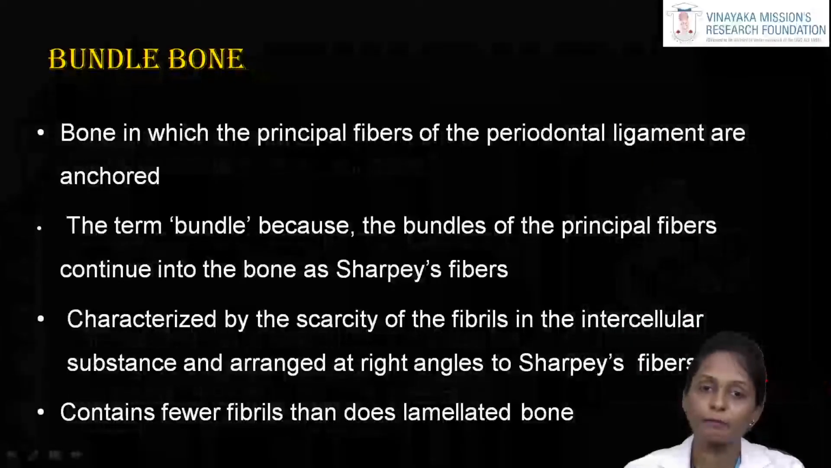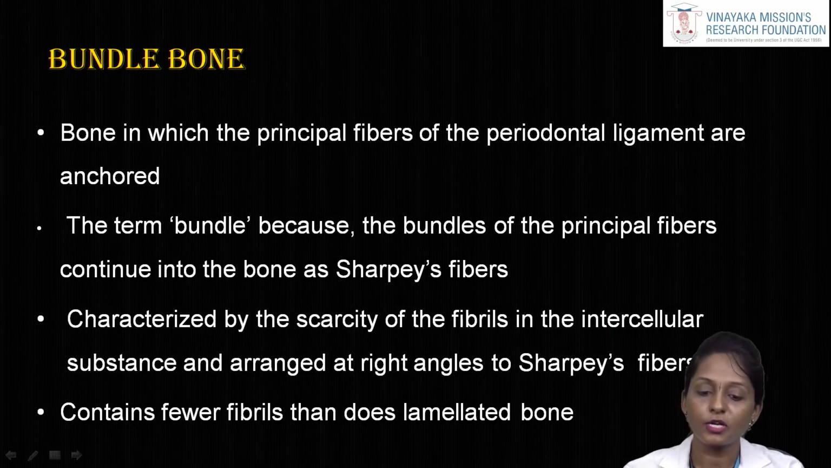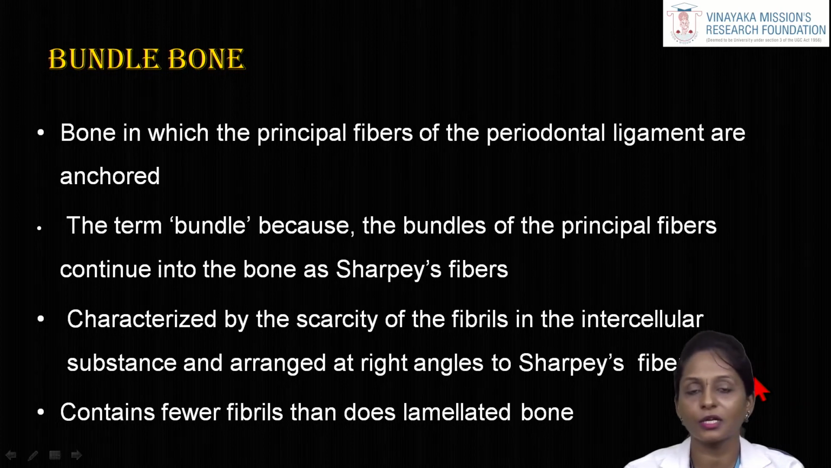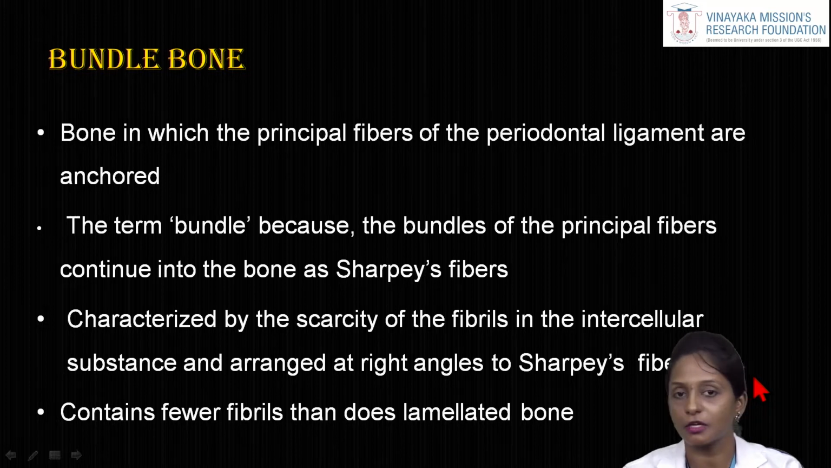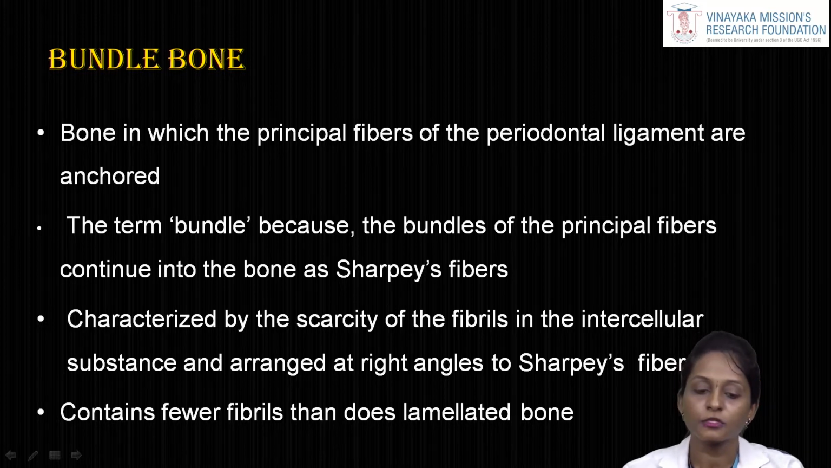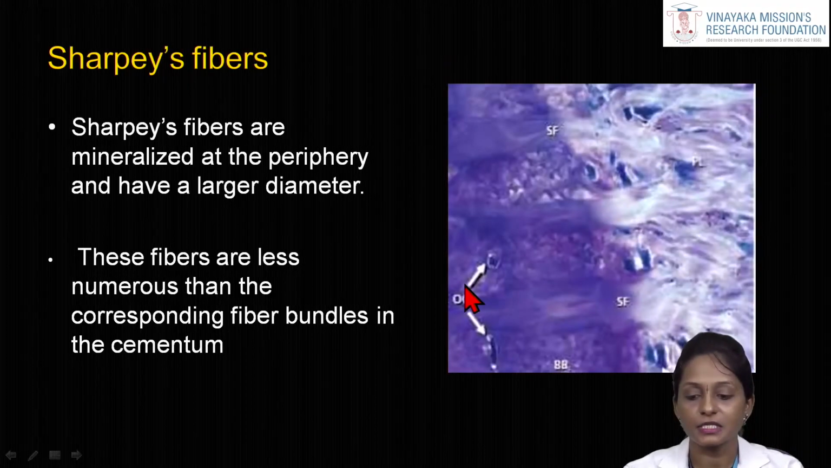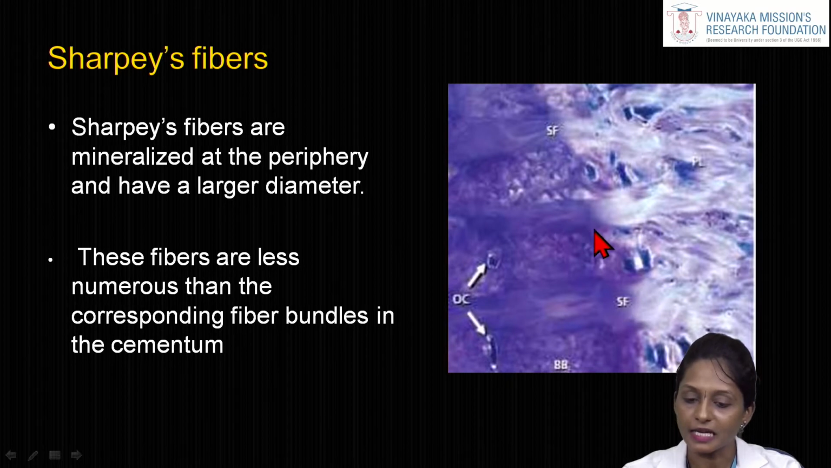Then moving on to the bundle bone. It is the bone in which the principal fibers of the periodontal ligament are anchored. You all know the principal fibers of the periodontal ligament; there are 5 groups. The term bundle is used because bundles of principal fibers continue into the bone as Sharpey's fibers. So what are Sharpey's fibers? Here you can clearly see the Sharpey's fibers. They are mineralized at the periphery and they have a larger diameter. These fibers are more numerous than the corresponding fiber bundles in the cementum.